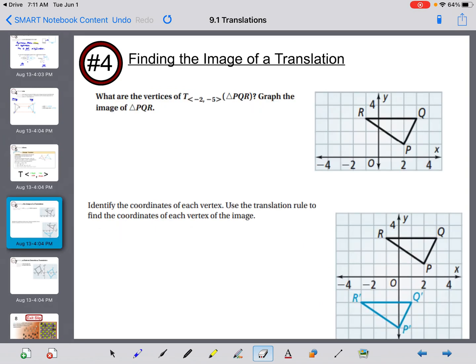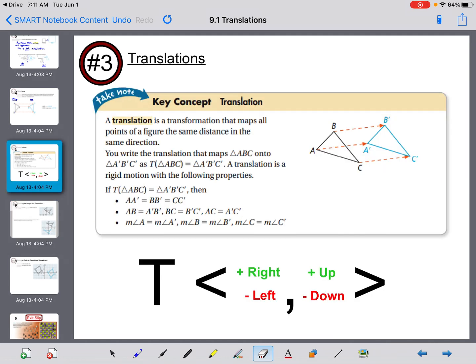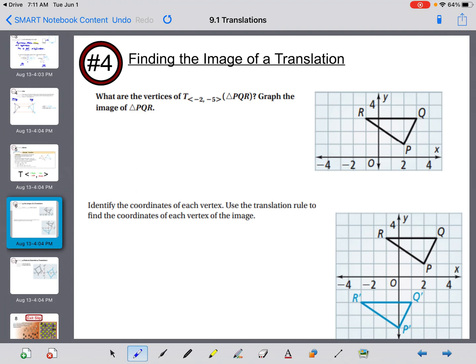What are the vertices of a translation of -2, -5? Well, if you go back, we just said negative in the front means left, and negative in the back means down. So that means left 2, down 5. Graph the image of PQR.